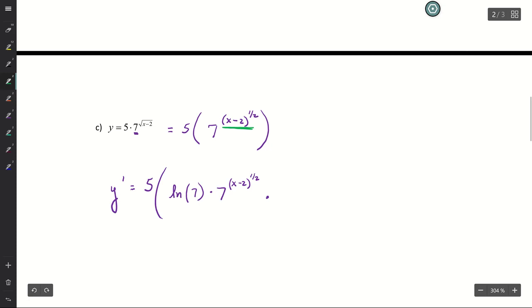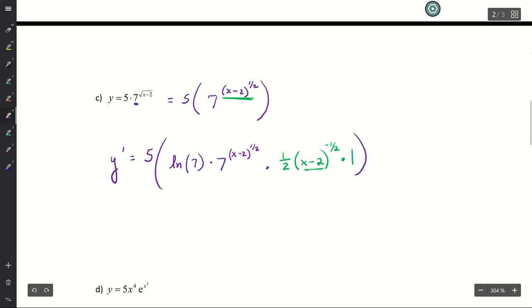So the 1/2 power would come to the front. The x minus 2 would stay as it is. The 1/2 power is going to reduce by 1, which is going to make it a negative 1/2 power. And then, because this is not just a singular type function, you have to take its derivative. Its derivative is 1. So don't forget your chain rule within some of these other problems.